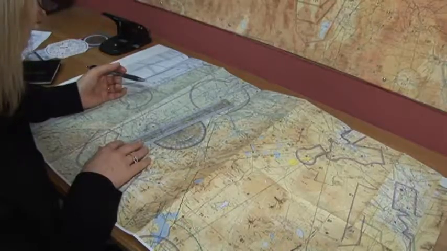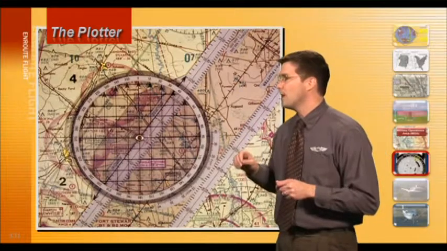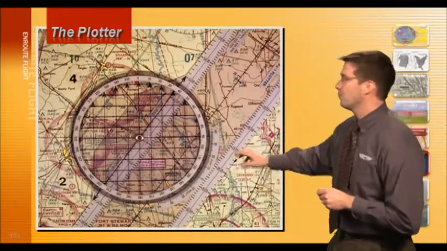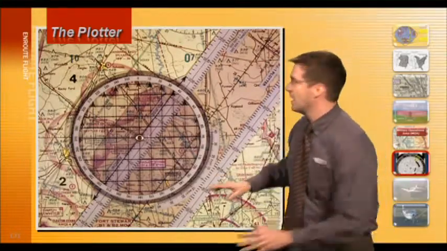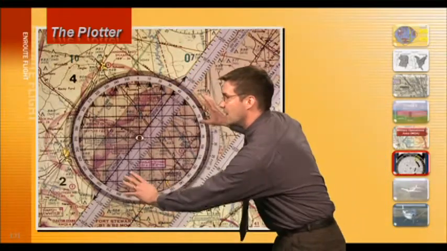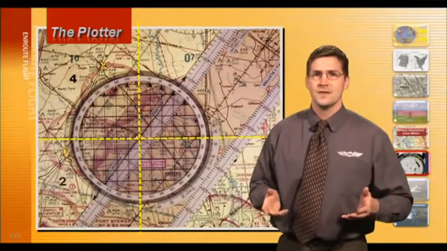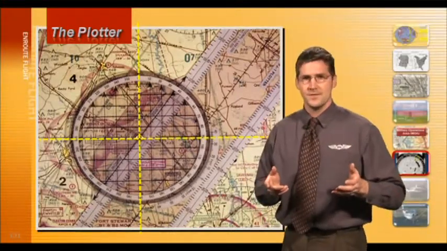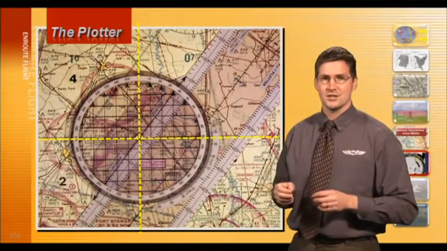Now, using the plotter that you see right here, we're going to draw the course line from point A to point B with the center point of that plotter at some point along our course line. There's the center point right there. Then we would rotate the compass of the plotter to align it with a line of longitude. Then you center the compass rose. Now, these lines of longitude appear about every 30 minutes on the sectional chart.